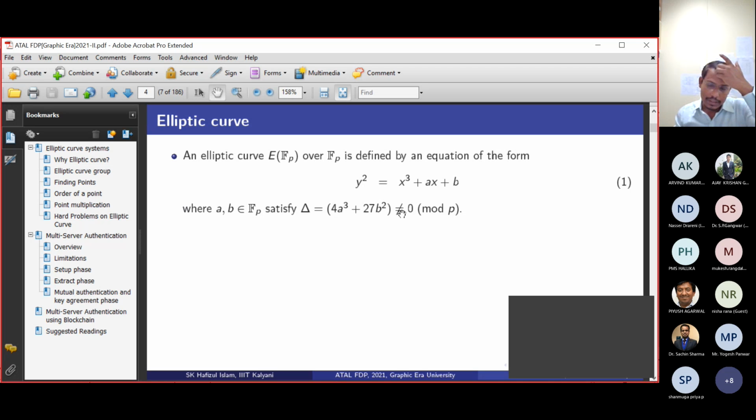Because we are dealing with only the non-singular elliptic curve. If this discriminant delta is 0, we call it a singular curve. If delta is not equal to 0, it's called non-singular. So non-singular means it has 3 roots, x1, x2, x3, all different, with no repeating roots, while in the singular case we have repeating roots. We are interested in the non-singular curve because it has efficiency and security benefits for use in elliptic curve cryptography, right?